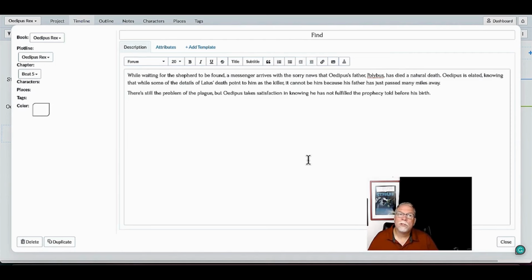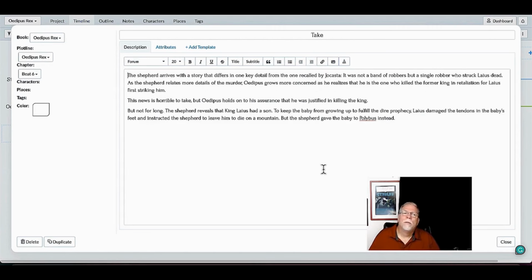Now, while waiting for the shepherd to be found, a messenger arrives with the sorry news that Oedipus' father, Polybus, has died a natural death. Oedipus is elated, actually, knowing that while some of the details of the king's death point to him as the killer, it can't be him, because his father has just passed away many miles away. Now, there's still the problem of the plague, but Oedipus takes satisfaction in knowing he has not fulfilled the prophecy told before his birth. But then, a twist happens.